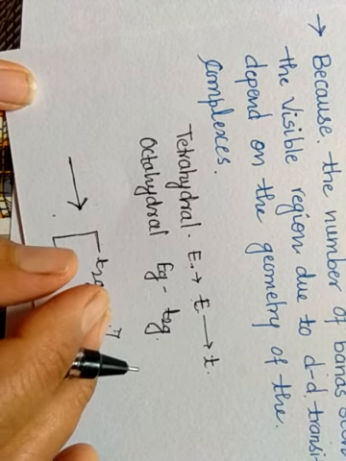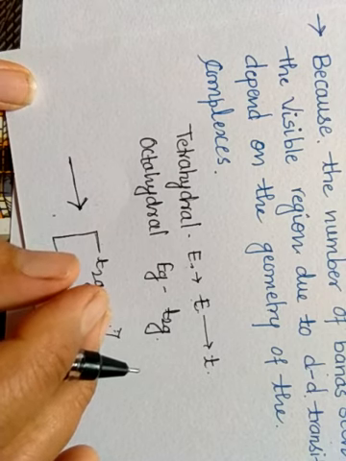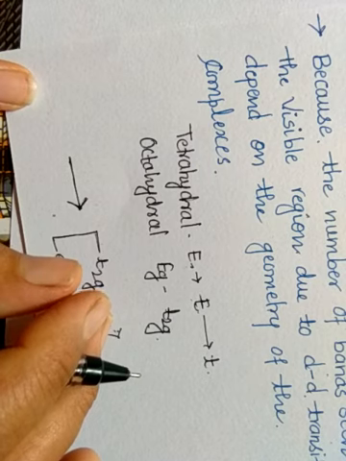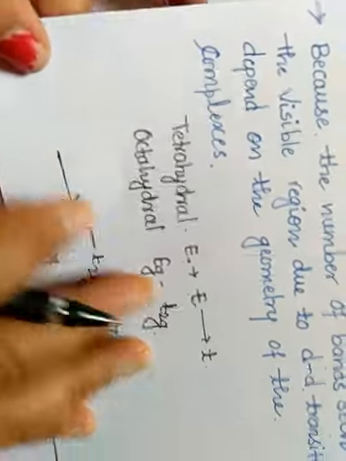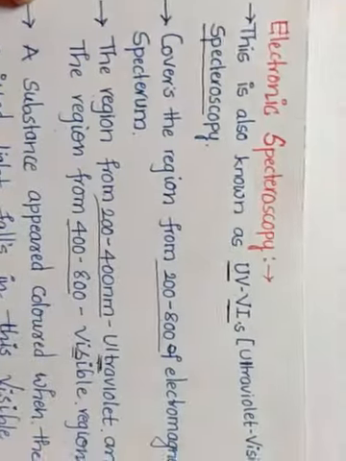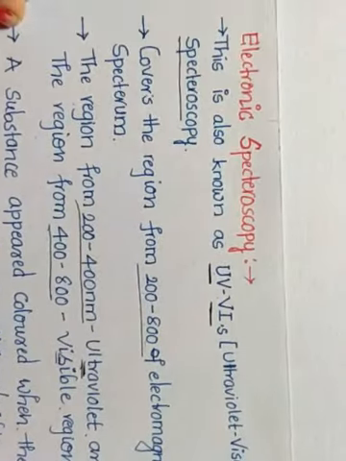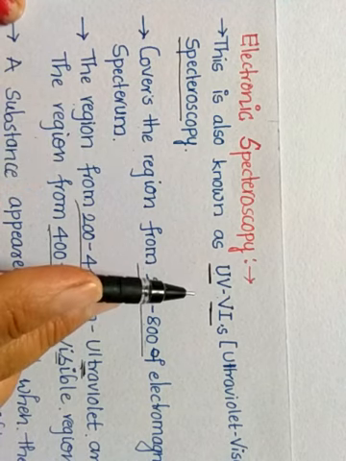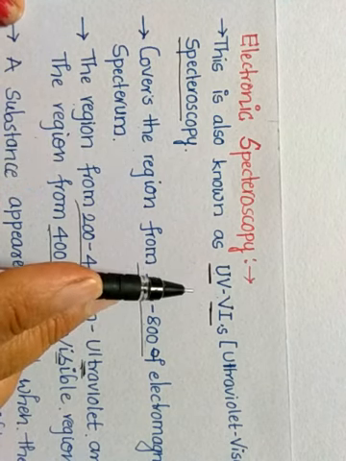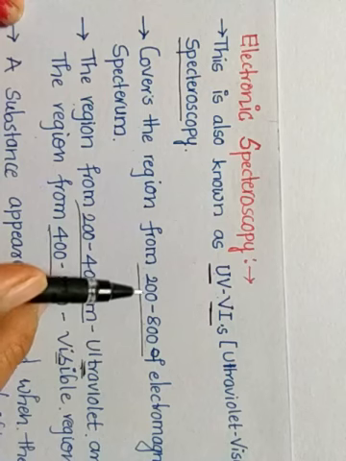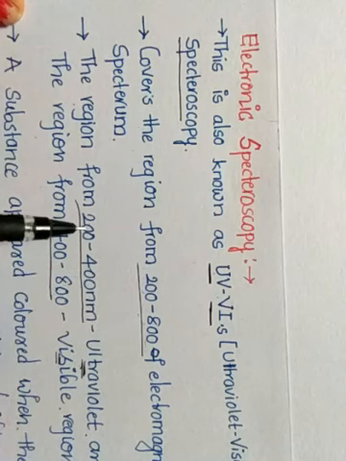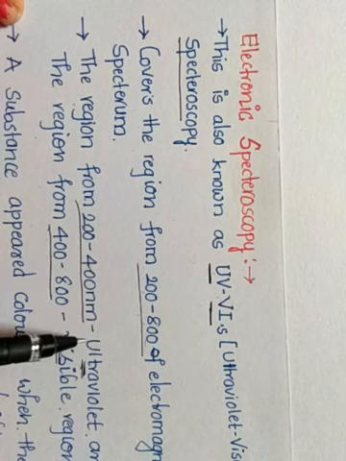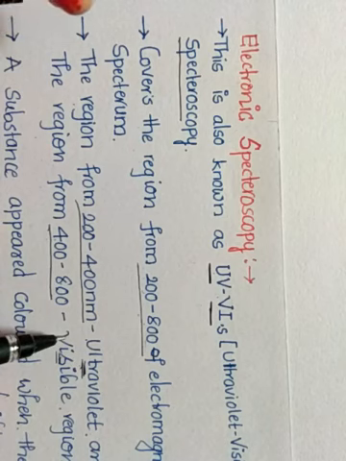Okay, about spin coupling, orbit coupling, spin-orbit coupling, JJ coupling, all of that we will deal with. I hope you have understood about this electronic spectroscopy. Let me explain once again. This is also known as UV-visible, that is ultraviolet-visible spectroscopy. It covers the region from 200 to 800 of the electromagnetic spectrum. The region from 200 to 400 is ultraviolet, and the region from 400 to 800 is the visible region.